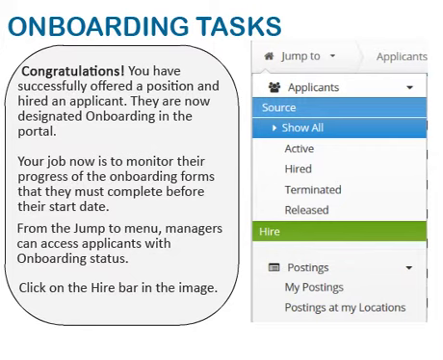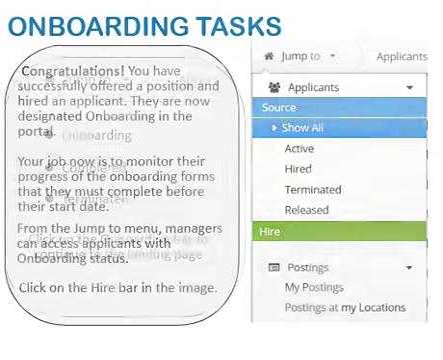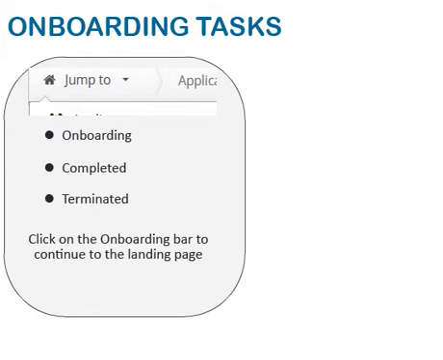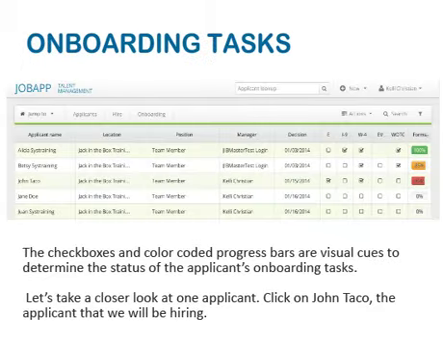From the Jump To menu, managers can access applicants with onboarding status. Click on the Hire bar in the image to get started. Selecting the Hire bar will reveal 3 subcategories that applicants are divided into: onboarding, completed, and terminated. Click on the onboarding bar to continue to the landing page. The checkboxes and color-coded progress bars are visual cues to determine the status of an applicant's onboarding tasks.